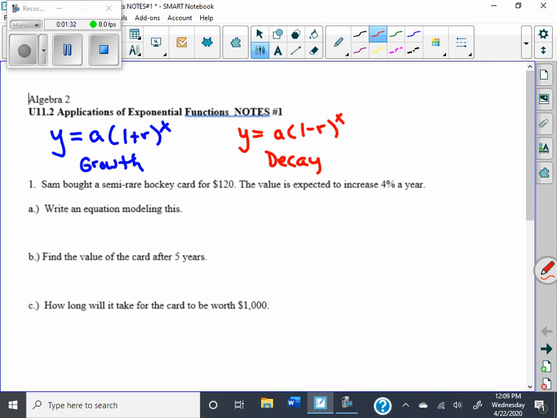We're also going to be looking at how we can solve. Most of these problems we're going to be solving for y, but we could also solve for x, and I'll show you how we can solve for x also.